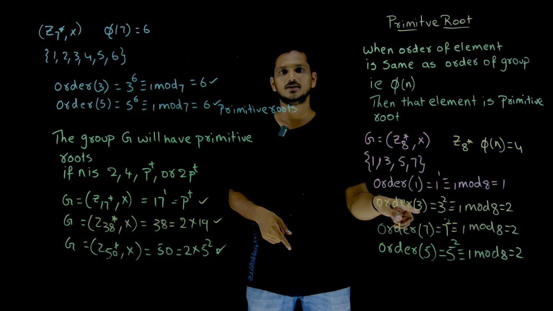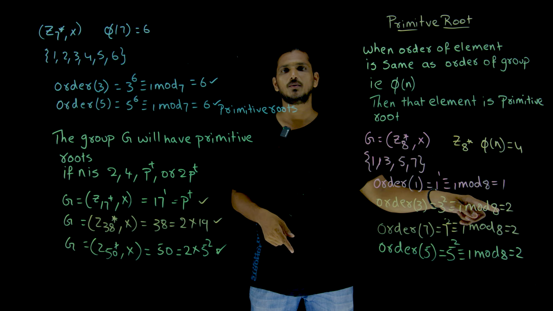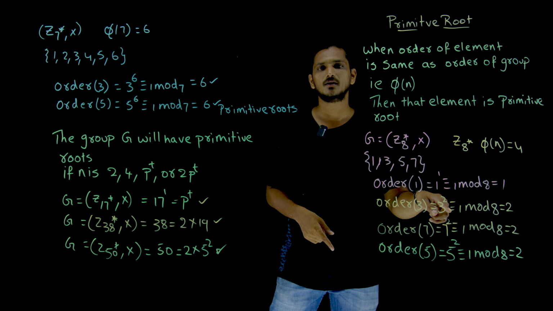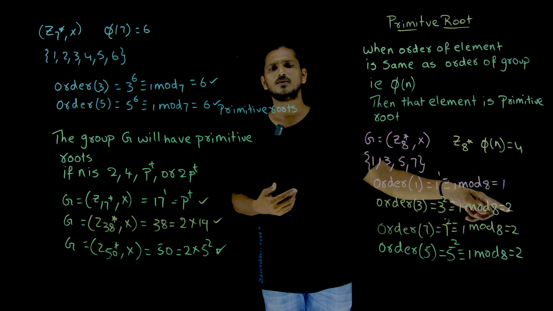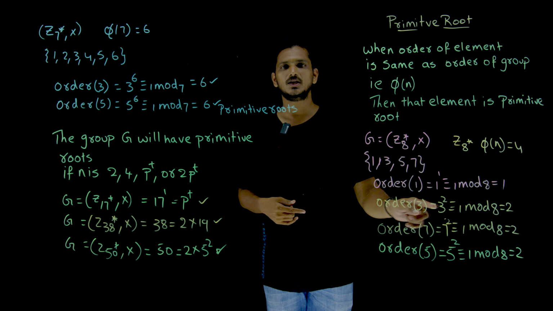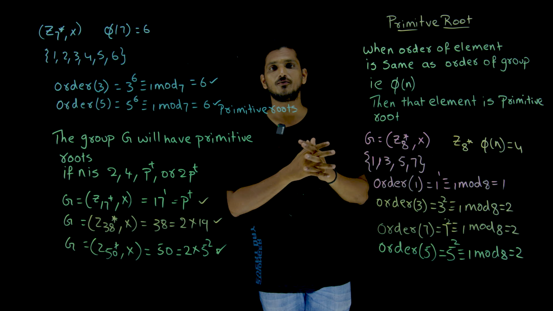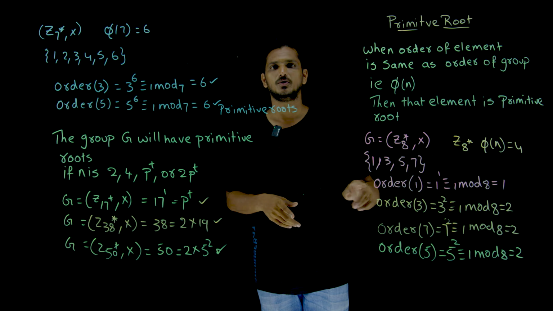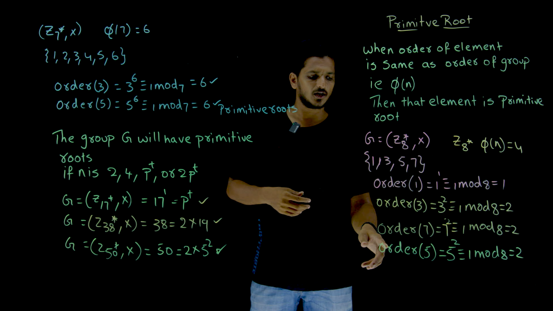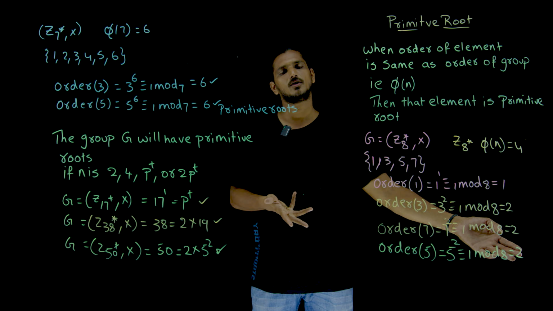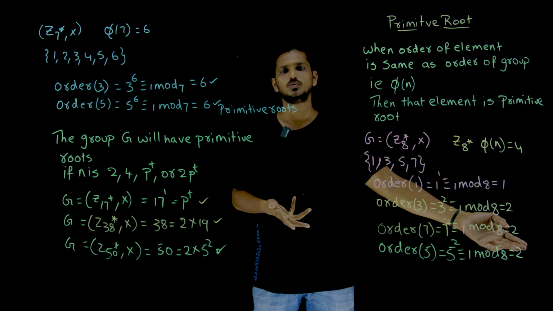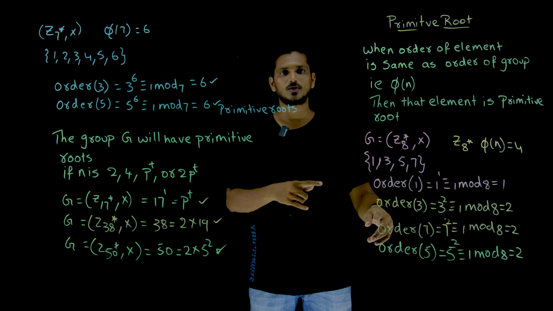Similarly, the order of 3: 3 squared is congruent to 1 mod 8. 3 squared means 9, and 9 mod 8 is 1. So the order of 3 is 2. It is not equal to 4, so it is not a primitive root. Similarly, for 5, 5 squared is congruent to 1 mod 8. So the order of 5 is 2. So this is also not a primitive root.